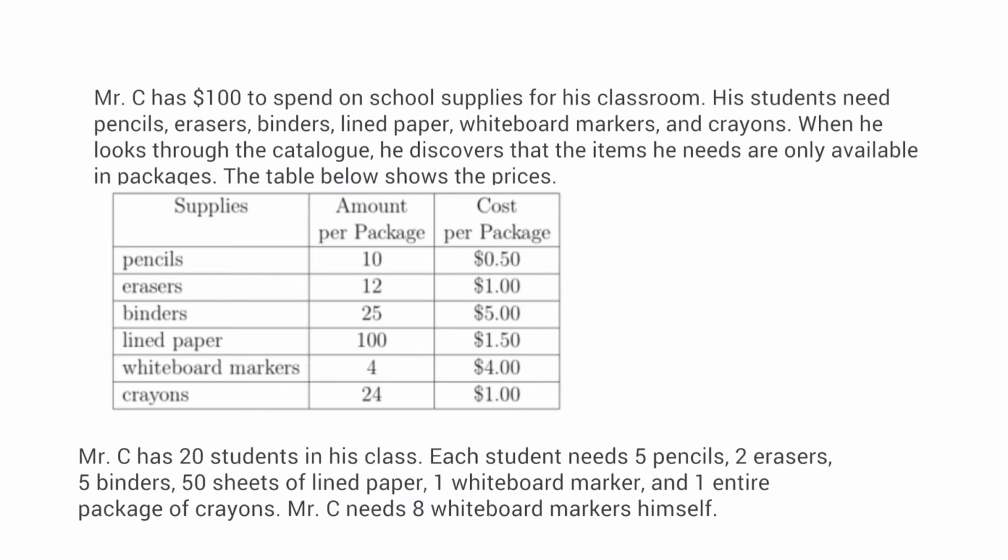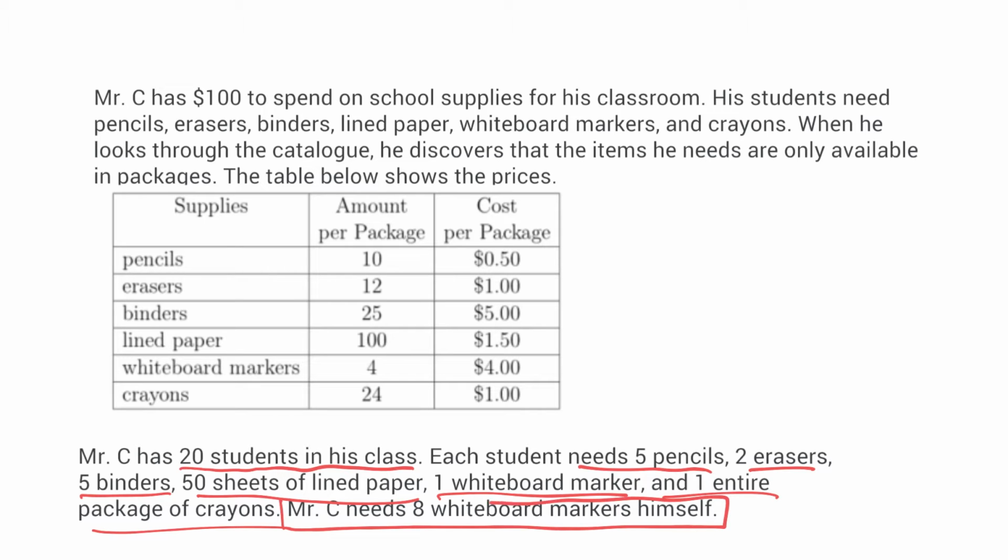So here we need to look at how much is needed for each item. So there's 20 students in the class. This is important information. So each student needs 5 pencils, 2 erasers, 5 binders, 50 sheets of lined paper, 1 whiteboard marker, and 1 entire package of crayons. And then this right here tells us Mr. C needs 8 more whiteboard markers himself. So in order to do this, we need to figure out how many total items we need.